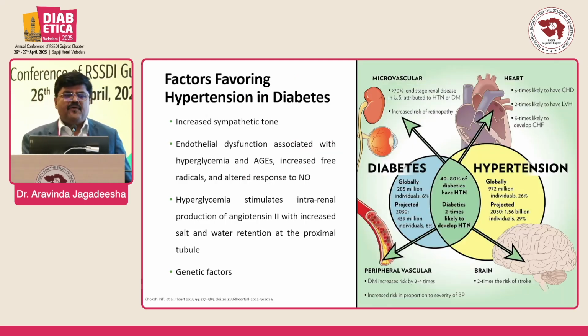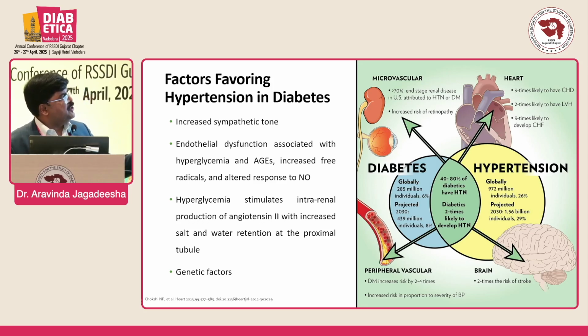What are the factors favoring hypertension in diabetes? One is increased sympathetic tone and endothelial dysfunction. Hyperglycemia stimulates intrarenal production of angiotensin II with increased salt and water retention at the proximal tubule, and genetic factors. You can see how the dynamic duo of diabetes and hypertension plays an important role in the onset of microvascular disease, heart disease, peripheral vascular disease and even stroke. 40 to 80% of people with diabetes have hypertension, and people with diabetes are 2 times more likely to develop hypertension.